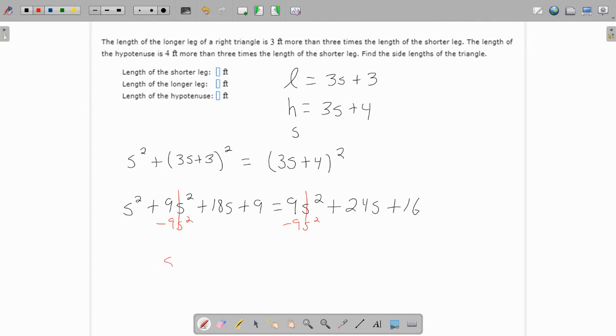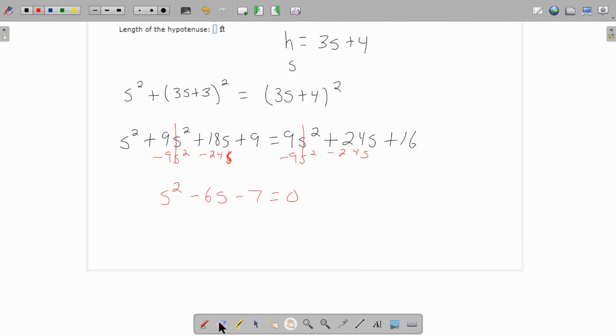So I know I'm going to bring down the s squared. I'm going to subtract 24s from both sides. Sorry about that. Minus 6s. And I'm going to subtract 16 from both sides. Minus 7 equals 0. Okay, it looks like this one will factor. So this factors into an s minus 7, s plus 1. Because negative 7 times 1 is negative 7, negative 7 plus 1 is negative 6.